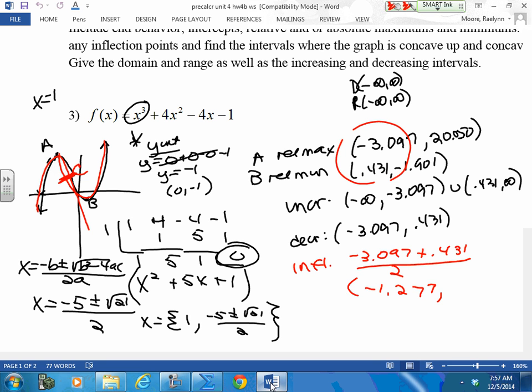Okay? A point has an x and a y. Go back to your calculator, plug in that value of x, and get me the y. You only need that y just because we call this an inflection point. Okay? And from here, you can do your concave up and concave down.